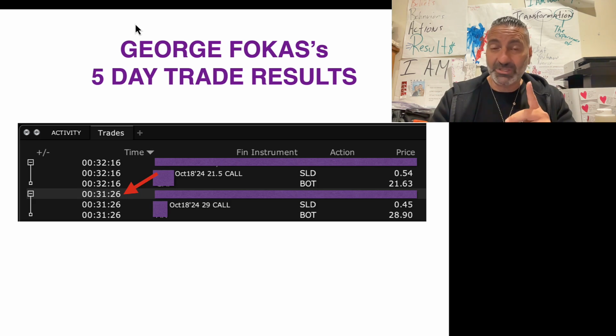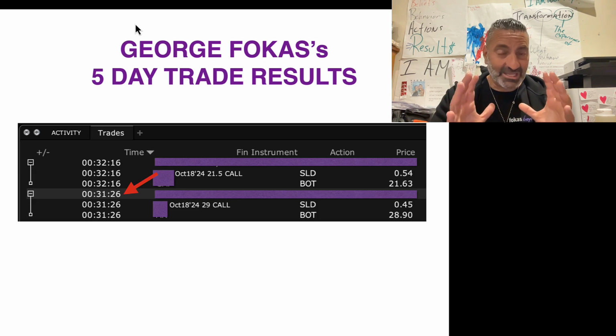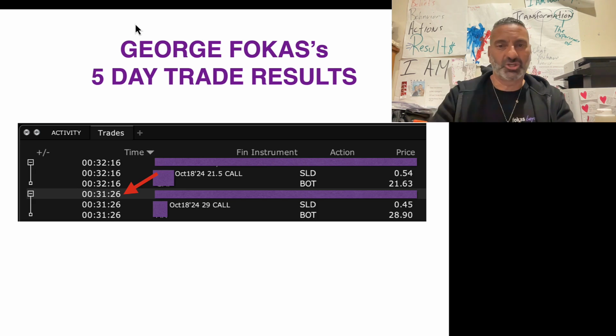The stock market opens at 12:30 midnight, 12:30 Sydney, Australia time. So where you see the red arrow, the order went in at midnight 31 and 26 seconds. So within 1 minute and 26 seconds, the market's open. Within 1 minute and 26 seconds, my order's gone into the market. I've bought the stock. I sold that contract that I created, and I've made money from day one.